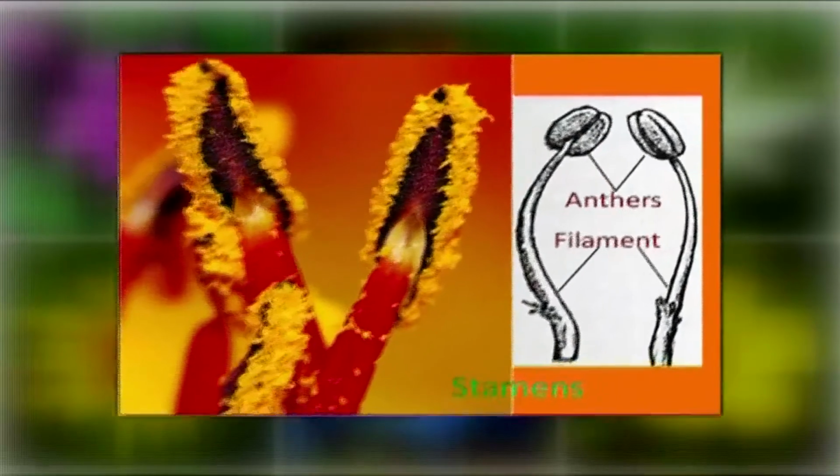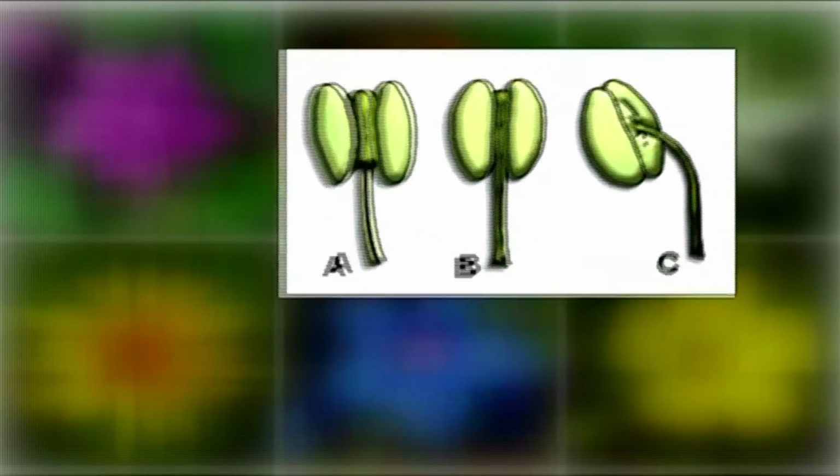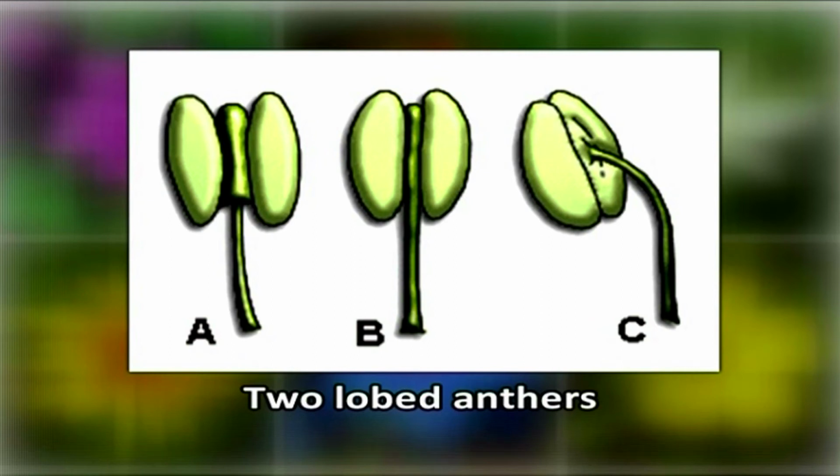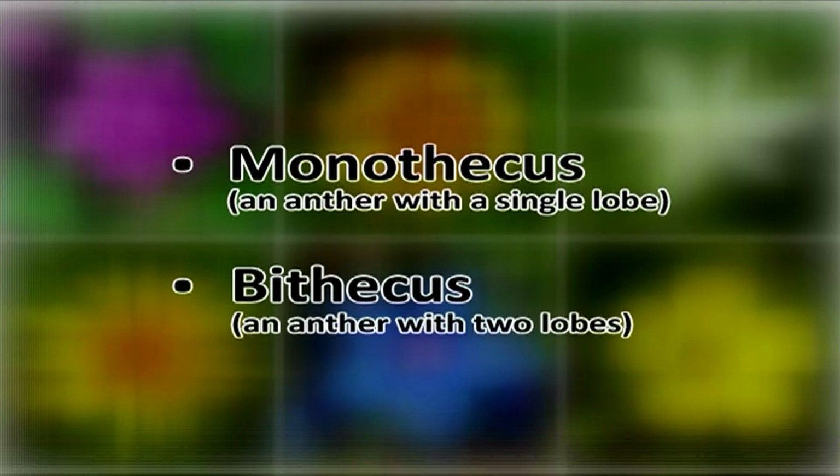The stamen is the pollen producing reproductive organ of a flower. Stamens typically consist of a stalk called the filament and an anther which contains microsporangia. Anthers are generally two-lobed and are attached to the filament either at the base or in the middle portion. However, single-lobed anthers are also found in certain plants. An anther with a single lobe is called monothecous, while an anther with two lobes is called bithecous. The sterile tissue between the lobes is called connective.